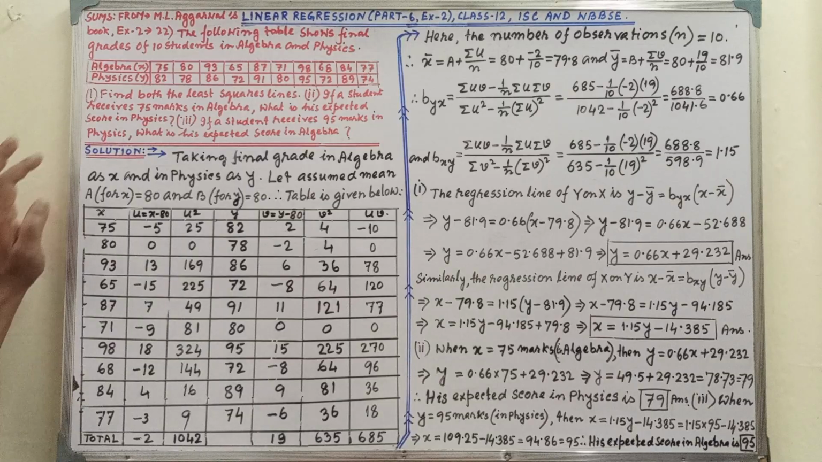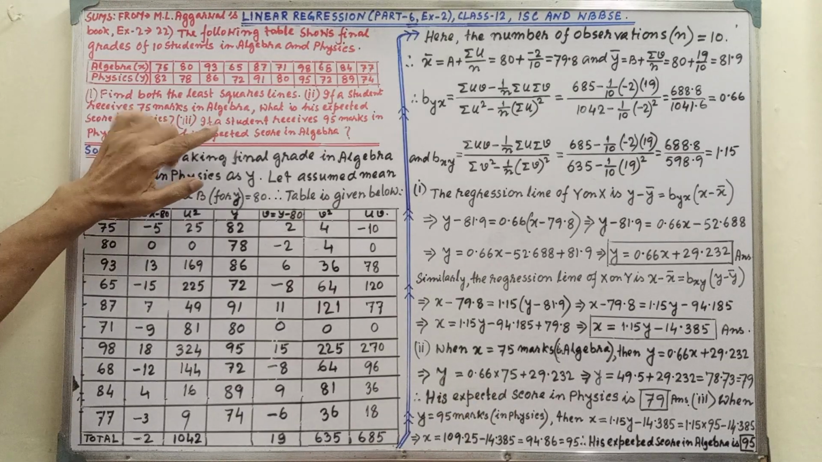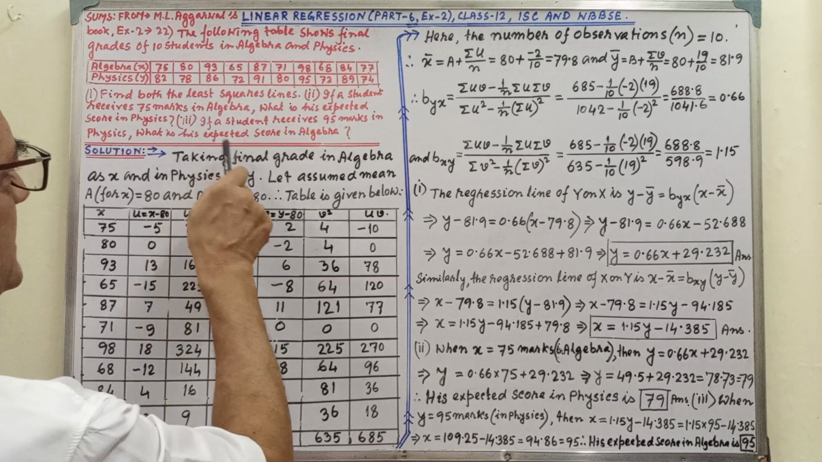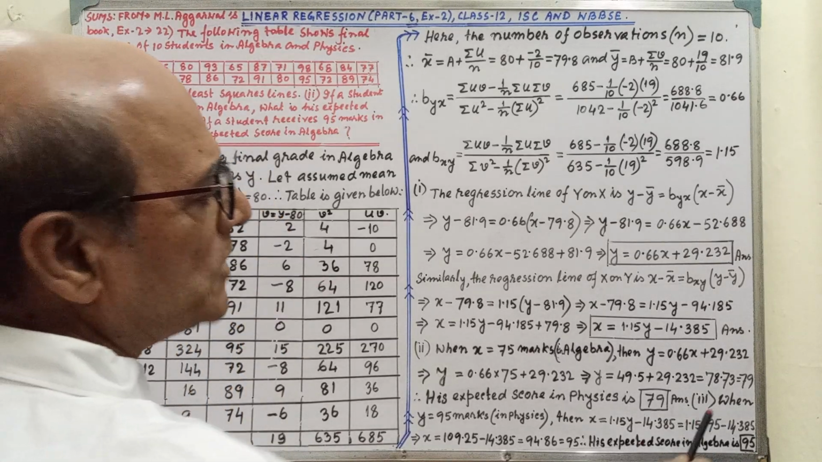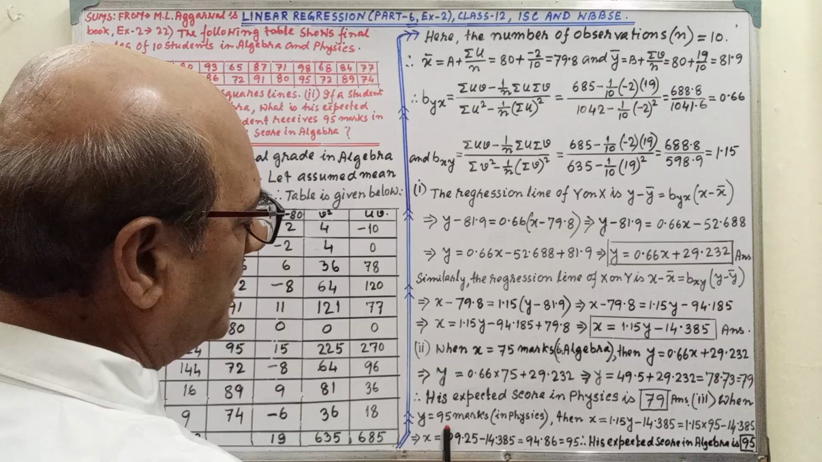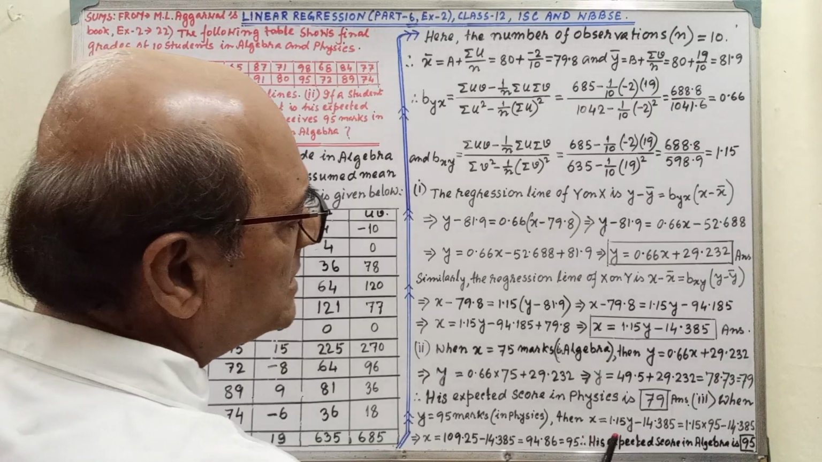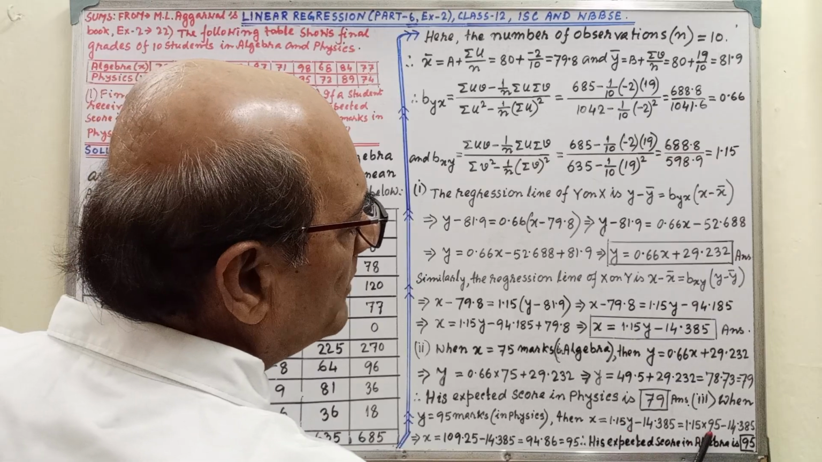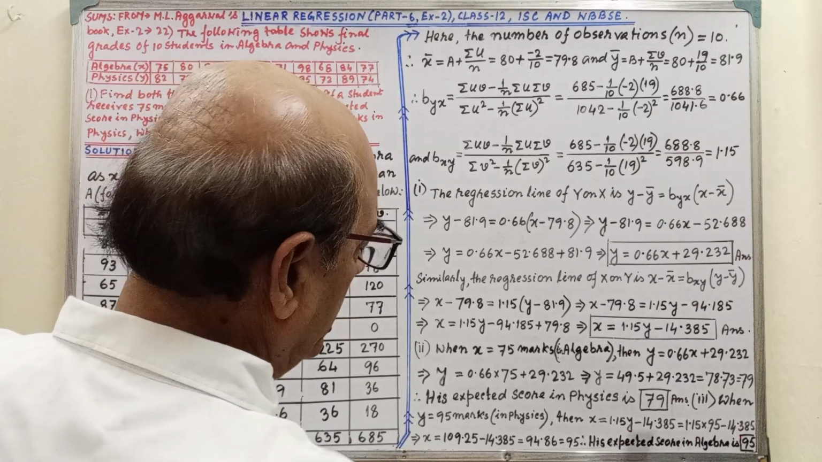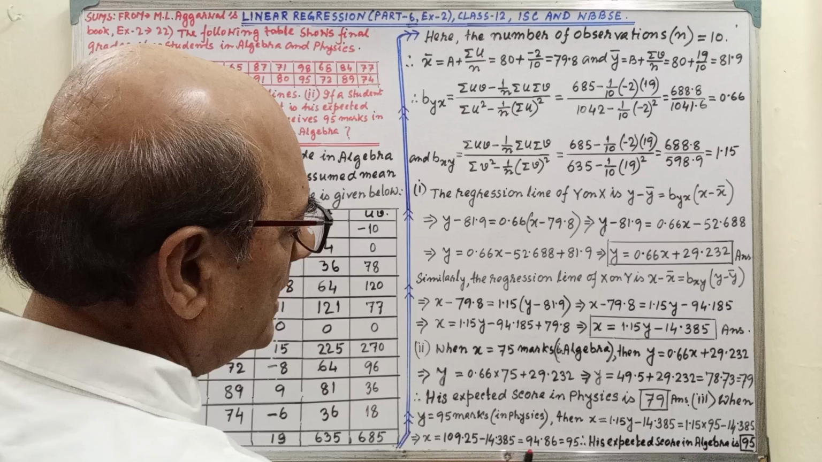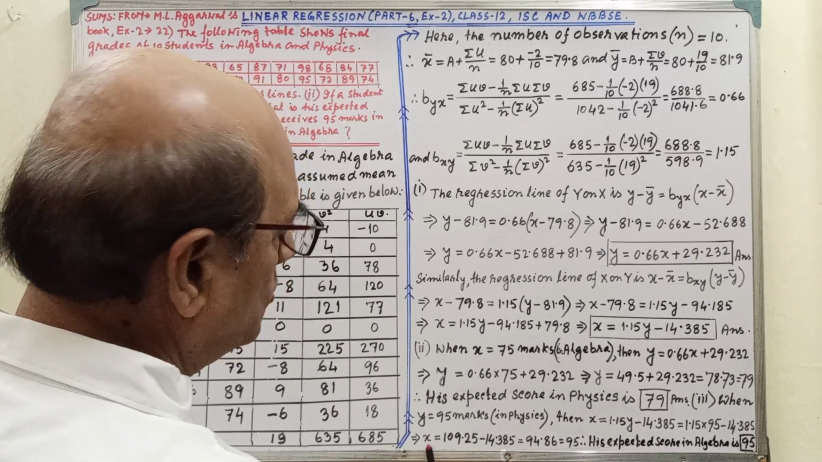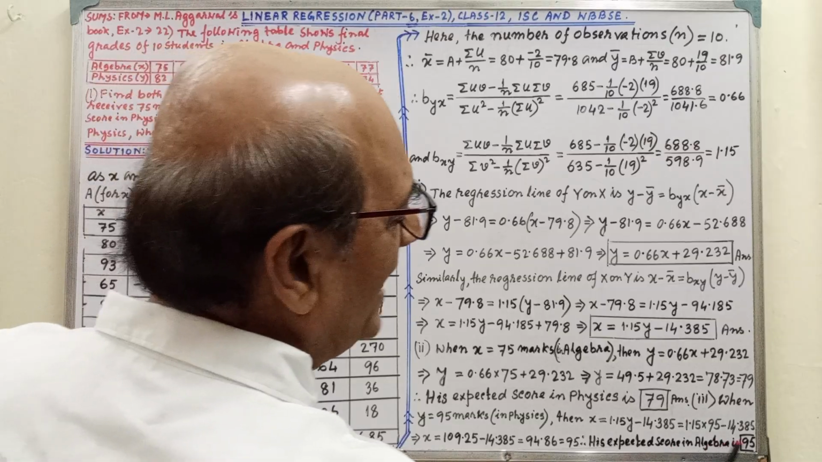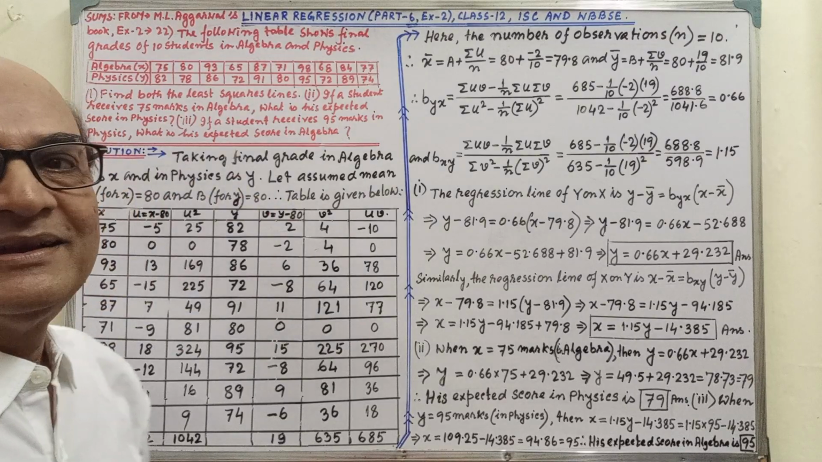And part 3, if a student receives 95 in physics, what is his expected score in algebra? When y equal to 95 marks in physics, then writing this formula, in y we have to put the value 95. By simplifying we are getting finally 95, value of x 95. So his expected score in algebra is 95.